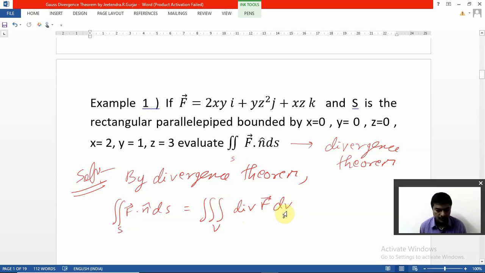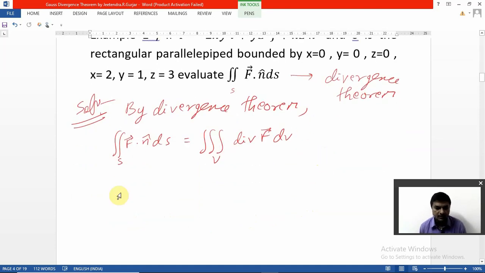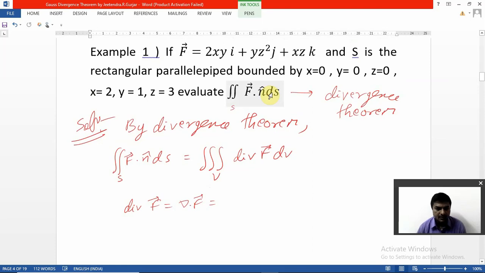So this is with respect to volume. Please remember, divergence of f bar is equal to, remember students, del dot f bar, which is equal to, first take the formula. Please go to the vector calculus, I have given what is del dot f bar. Del formula I have described. I have also mentioned dot product, and I have also given the f bar formula. So this formula I have already given in the previous video.